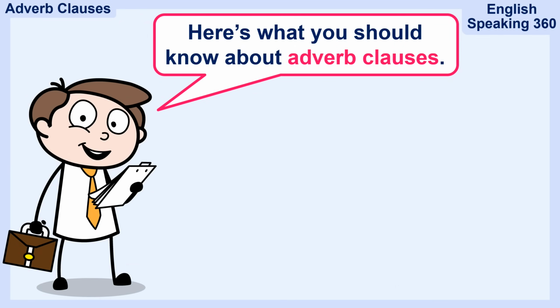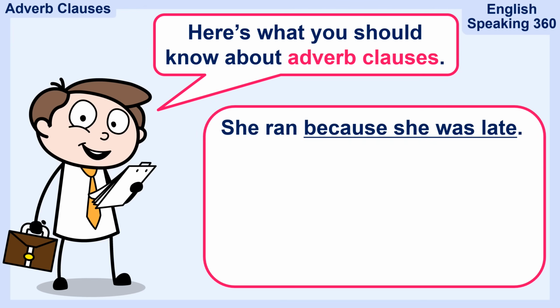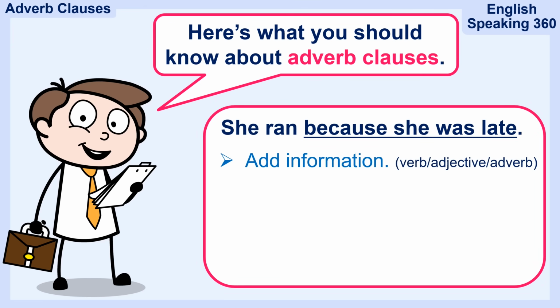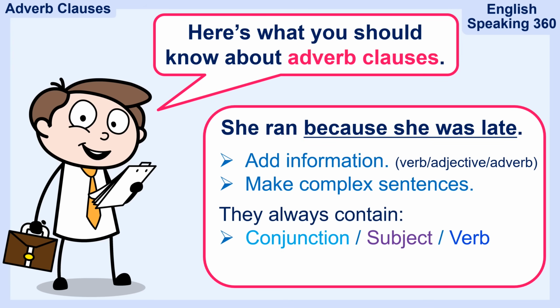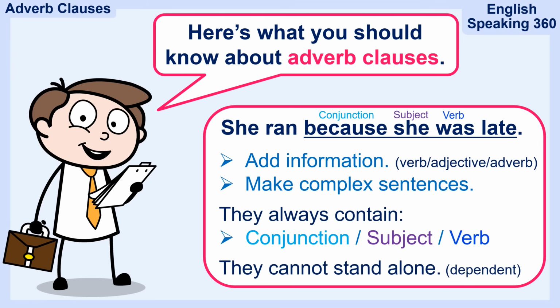Here's what you should know about adverb clauses. Let's use the same example as before. Adverb clauses help you add information to a verb, an adjective, or another adverb. They help you make much more complex sentences instead of using only simple sentences. They always contain a conjunction, a subject, and a verb. One more thing, they cannot stand alone because they are dependent clauses.